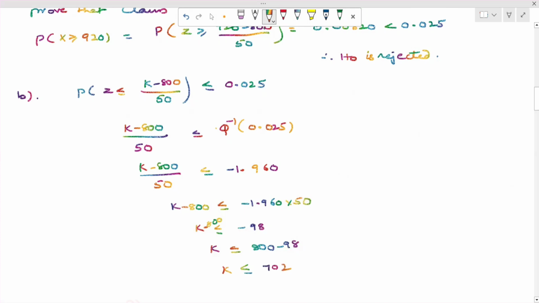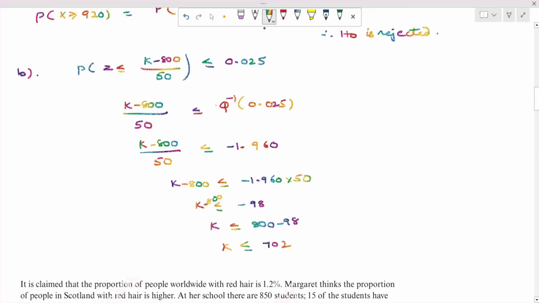So what we can say over here? The light bulb would last for up to 702 hours. This is how we have to simplify this problem.